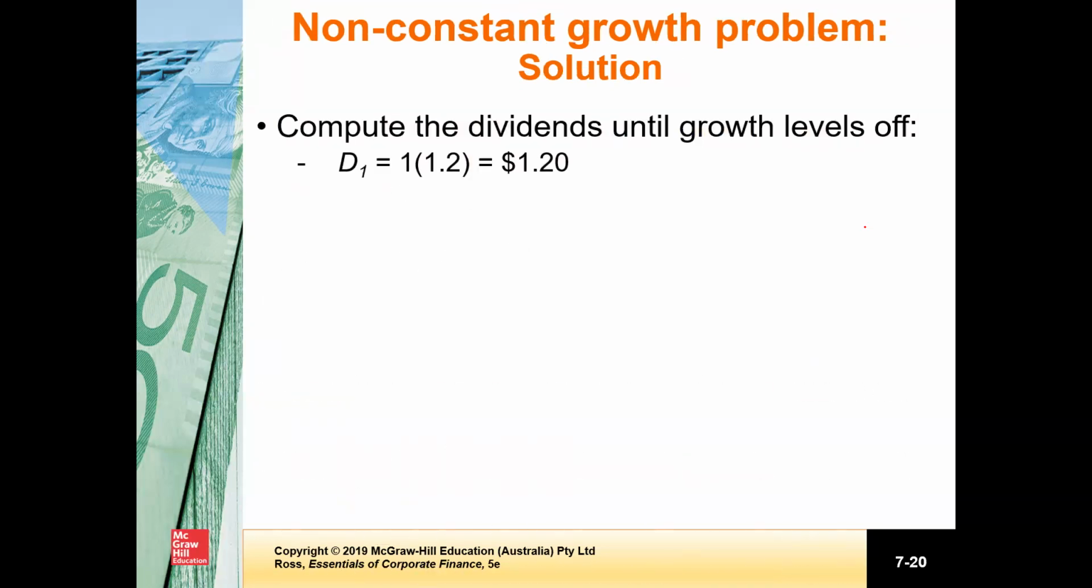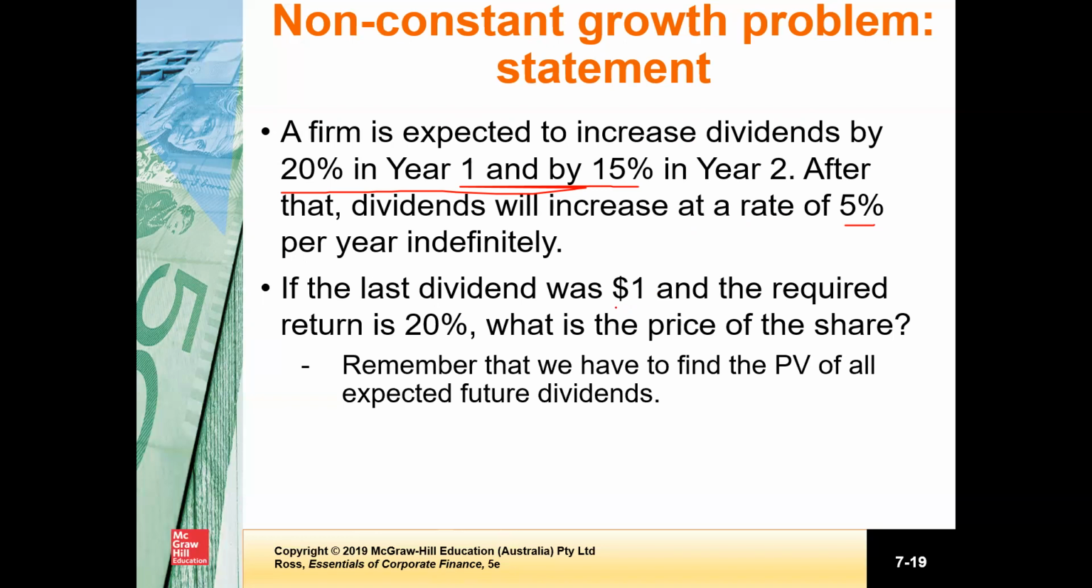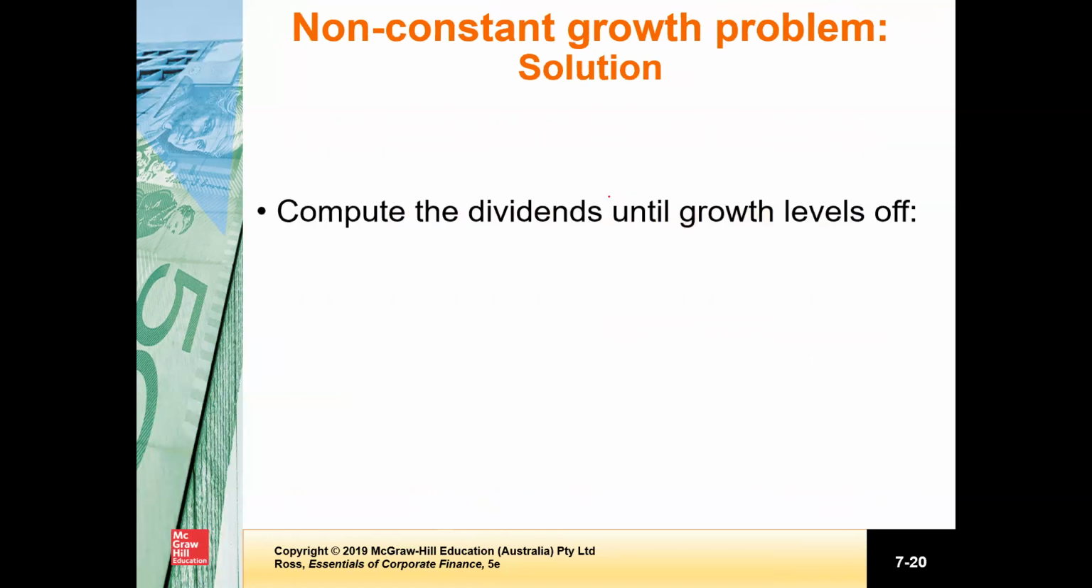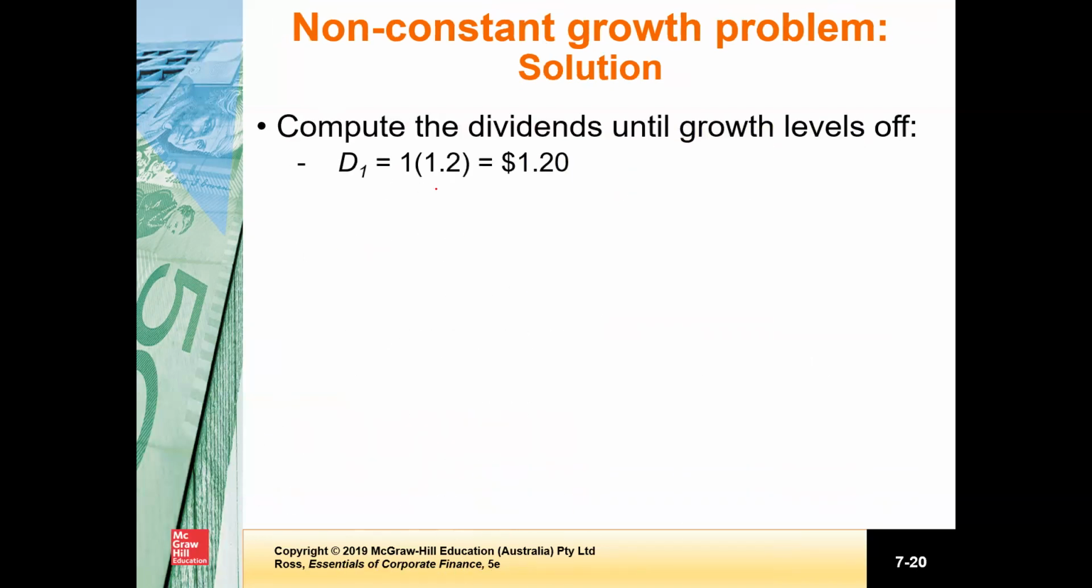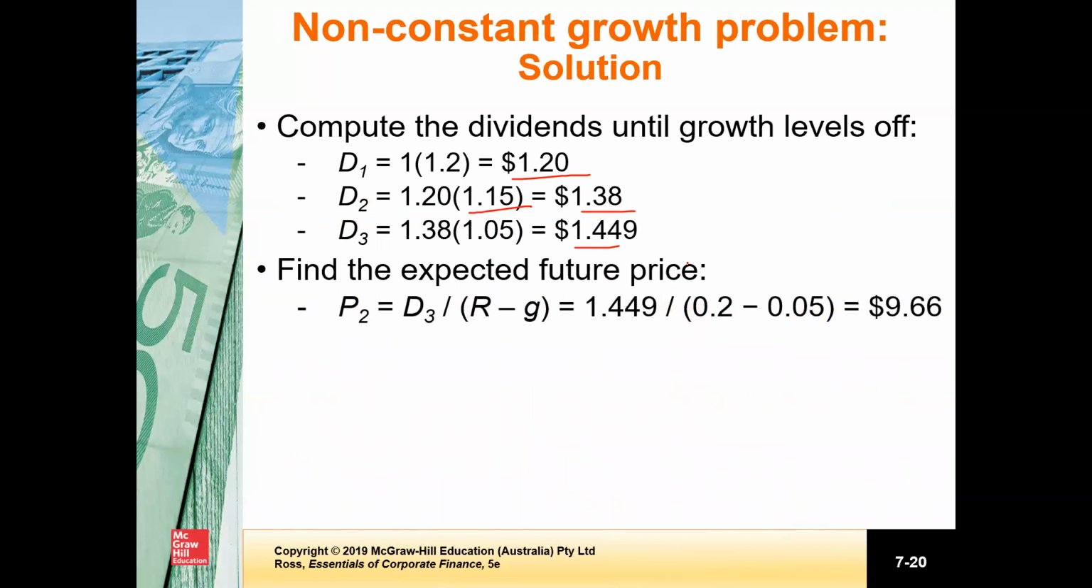Okay. So look at this. Our latest dividend was $1. Am I right? And our first year growth is 20%, second year growth is 15%. So since our latest dividend was $1 and first year growth rate is 20%, D1 is expected to be 1.2, and the second year growth rate is 15%, so D2 is expected to be 1.38. Am I right? And from D3 onwards, it becomes 5%. So our D3 dividend is expected to be this.